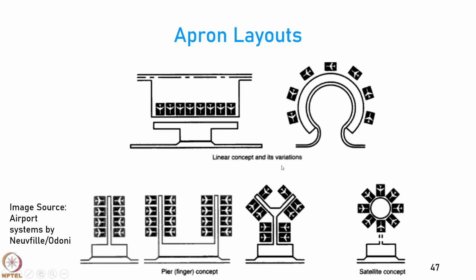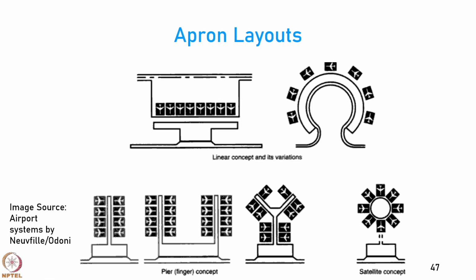Now, there are many layouts of the apron. There could be linear concepts and variations of that along a curve, or there could be a pier concept or a finger concept. There could be a combination where you have the piers and these curvatures, plus you could have satellite concepts also, where aircraft are parked all around one central building and then people access the building through underground means. There are many such layouts available.